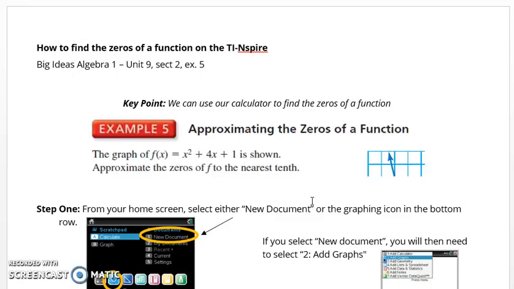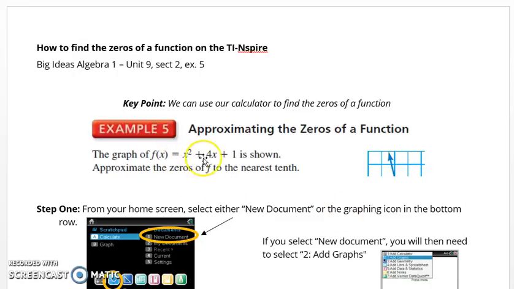Now, finding the zeros of a function can be very useful for a variety of things, whether you're just asked to find the zeros, whether you're graphing a function and you want to know where the zeros are, or whether you're solving a quadratic function and you need to solve for 0. And so finding the zeros there can give you your solution. So lots of uses for this process. So let's go to our calculator.